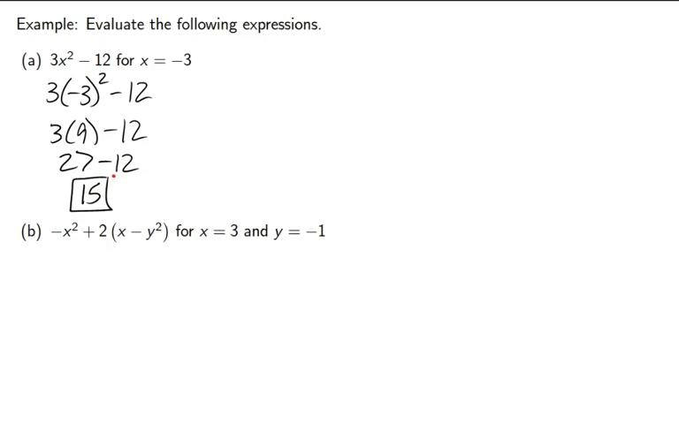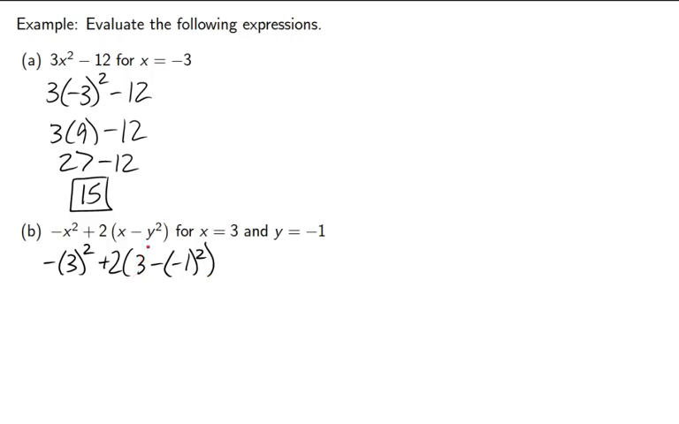Next example. We're plugging in x equals 3 and y equals -1. Now notice how I just did this one. The negative was in front of the x squared. So order of operations says the square comes before the negative. So I kept it that way. I just put the 3 in parentheses and the negative is still in front. X is 3 and y is -1. I didn't put this 3 in parentheses because that might be a bit redundant.